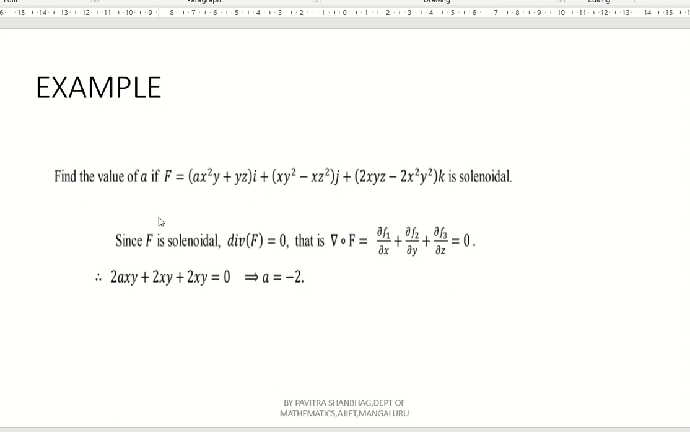Now let us move to another sum. Find the value of a if vector f equal to (ax square y plus yz) i plus (xy square minus xz square) j plus (2xyz minus 2x square yz square) k is solenoidal. They have given already the condition of solenoidal, and just we require to find what? Find the value of this constant a.